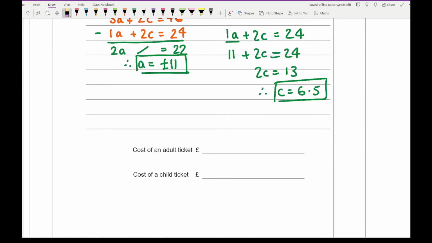So then all I need to do is just write my answer in the allocated area. So this is going to be £11. And rather than writing 6.5, as it's related to money, I write the numbers to 2 decimal places. So it's going to be £6.50.